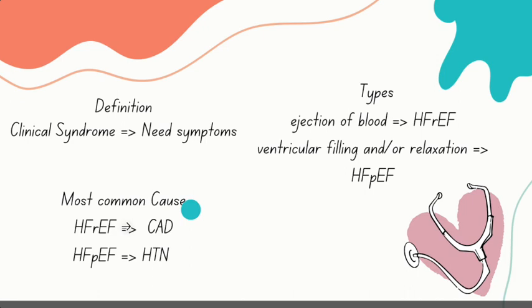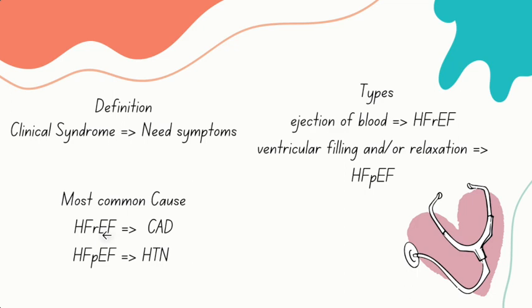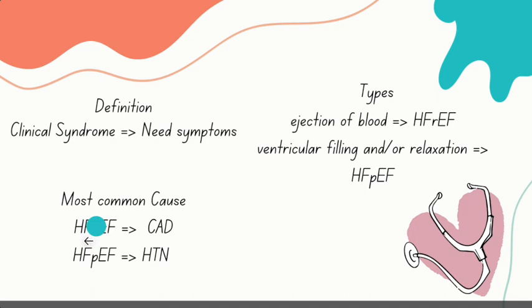So heart failure with reduced ejection fraction is when your heart is tired, your heart can't pump, your heart can't contract. R stands for reduced ejection fraction. So the most common cause is coronary artery disease. On the other hand, for heart failure with preserved ejection fraction, the most common cause is hypertension. There are signs and symptoms of heart failure, but the ejection fraction is normal.